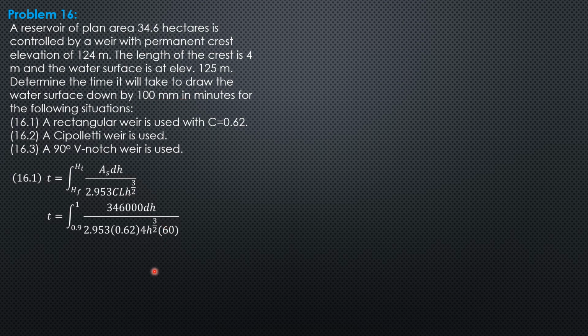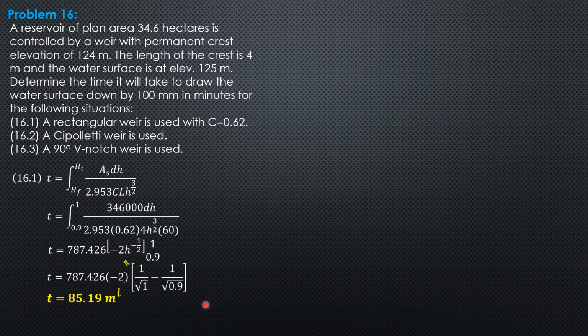So computing for the constants, remember the integral of dh over h to the 3 halves is negative 2h to the negative 1 half. So negative 2h to the negative 1 half from 0.9 to 1. So time is equal to 787.426 times negative 2. H to the negative 1 half is the same as 1 over square root of h. So 1 over square root of upper limit minus 1 over square root of lower limit. So we can now compute the time in minutes, 85.19 minutes.